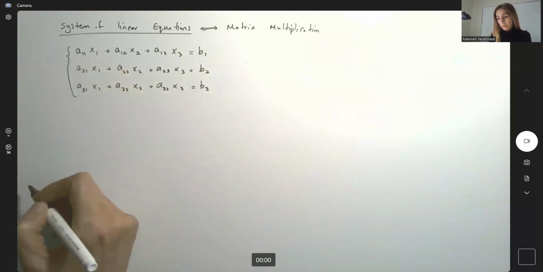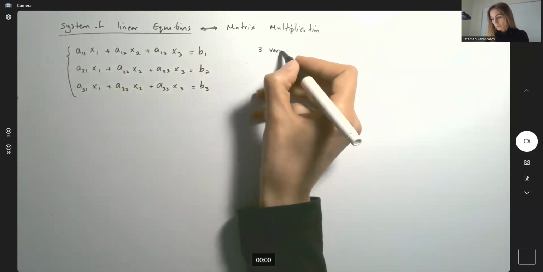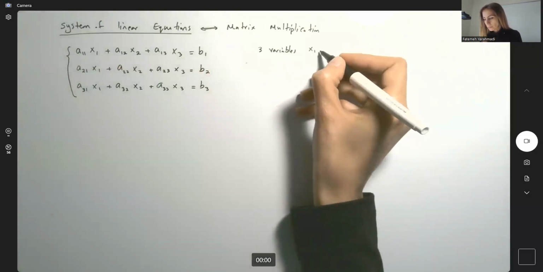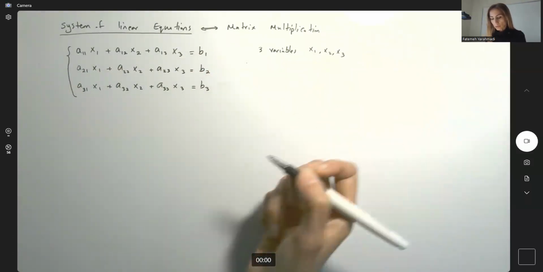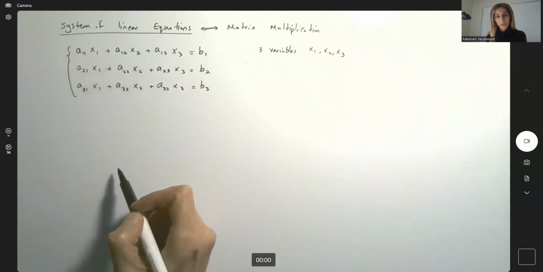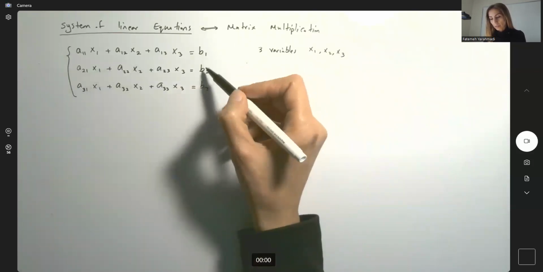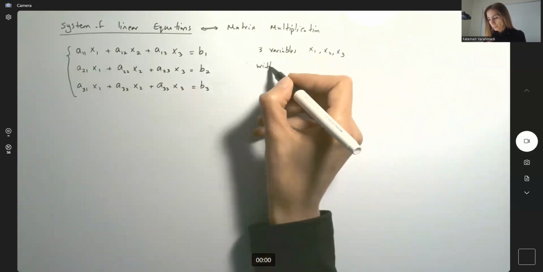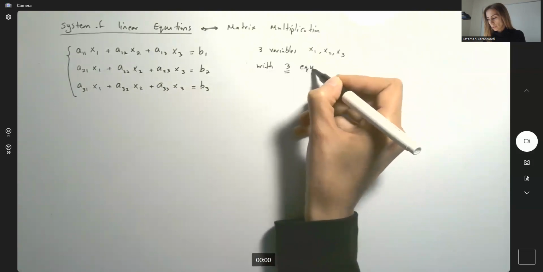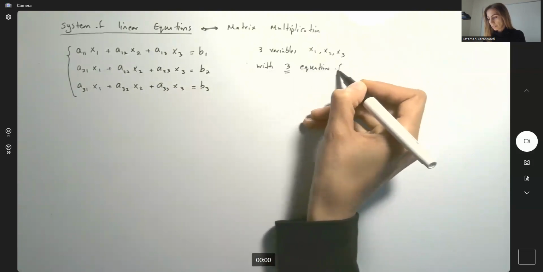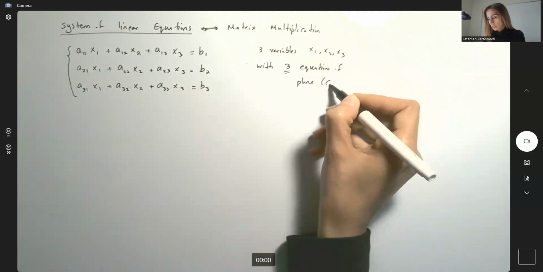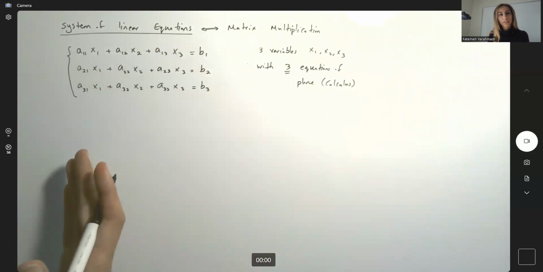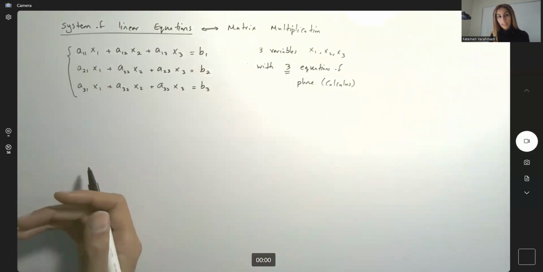A system with 3 variables. What are the variables? x1, x2, and x3. And you have a lot of numerical values. And then you have some constants, b1, b2, and b3, with 3 equations. 3 equations of planes. These are what you learned in calculus. There's nothing new here. So we're going to convert this into the multiplication of matrices.